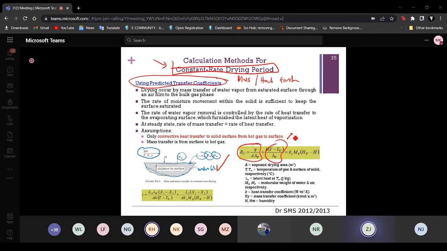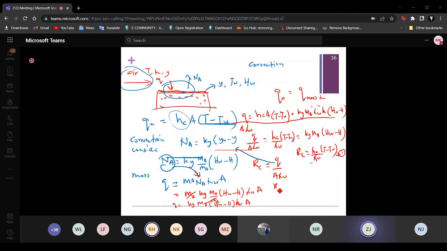This is equation 1. Nak dapat RC. RC juga, you can get RC from mass transfer. So RC equal to KY MB HW minus H. So this is the second equation.